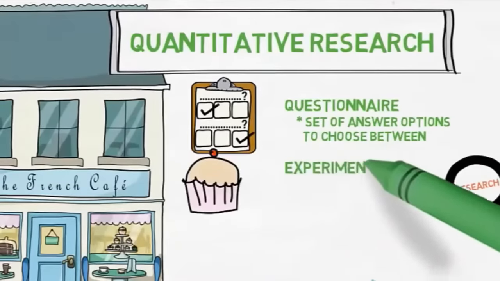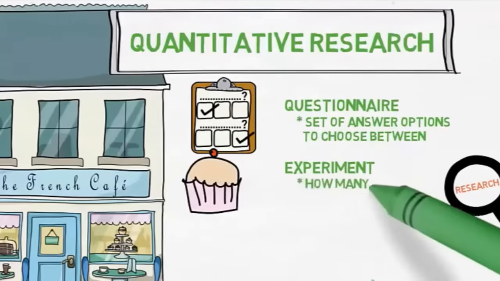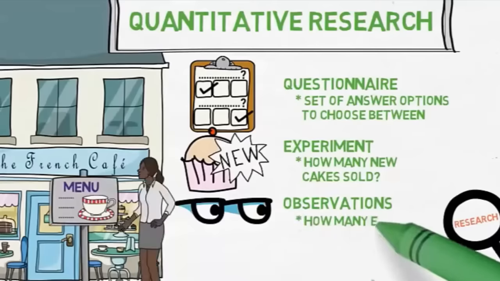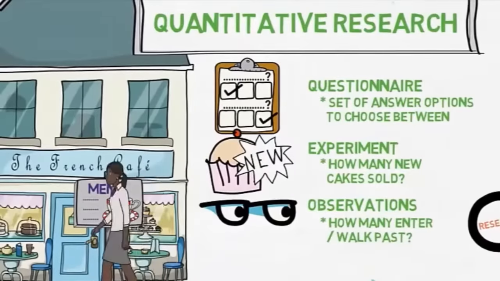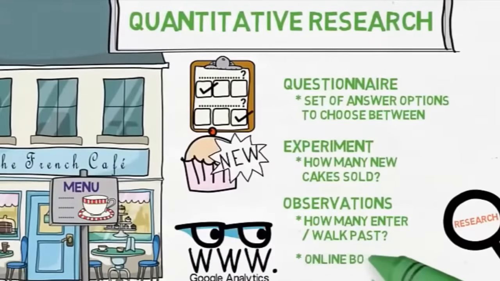They could also carry out an experiment where they test customers' reaction to the launch of a new cake and measure how many new cakes are sold. And they could carry out a structured observation, for example, counting how many customers stop to look at the menu outside the café and how many of those choose to enter the café or to walk away. Similarly, they could use Google Analytics to observe online behavior, for example by measuring interactions with the Book a Table feature on their website.